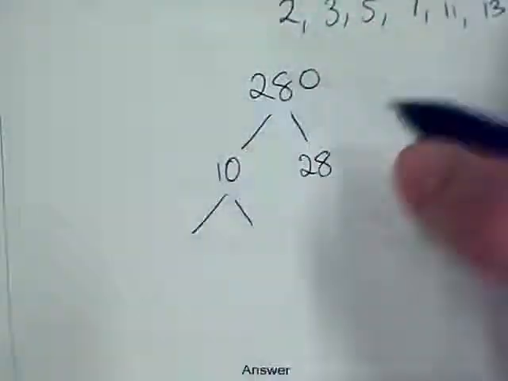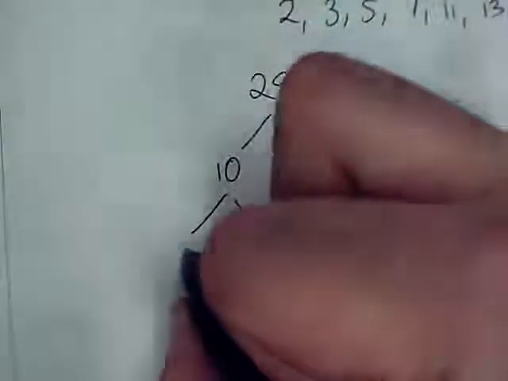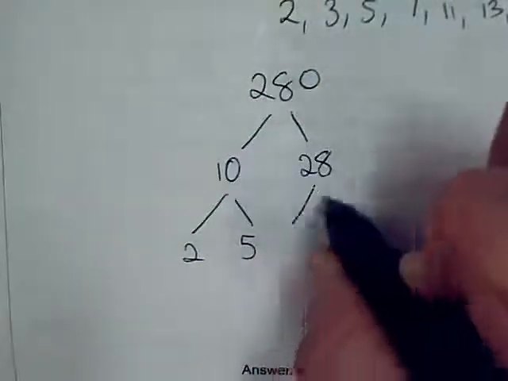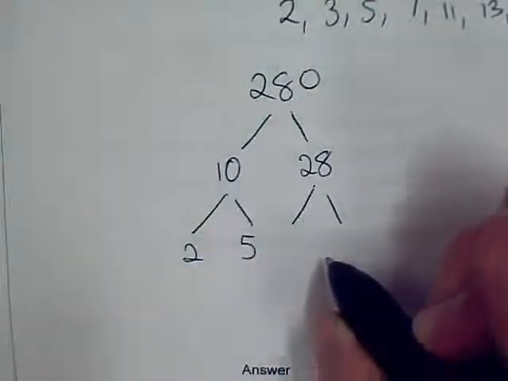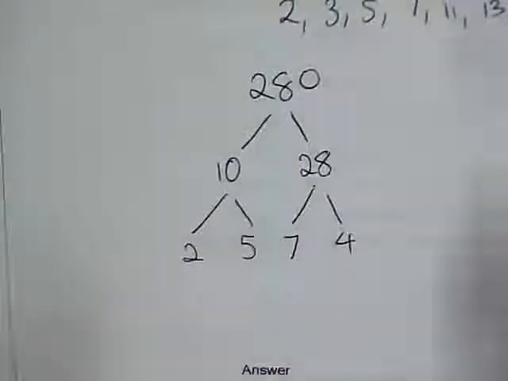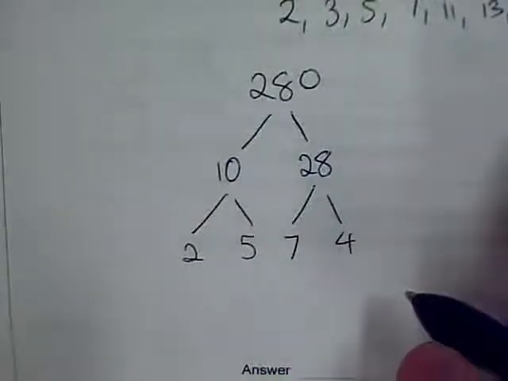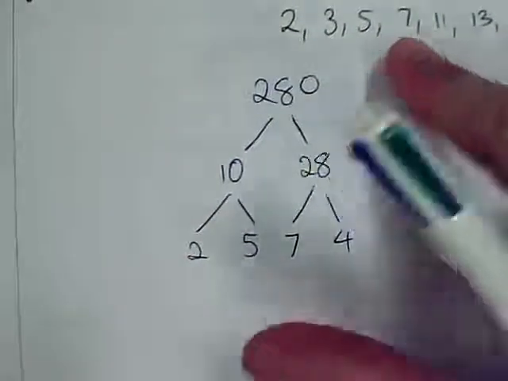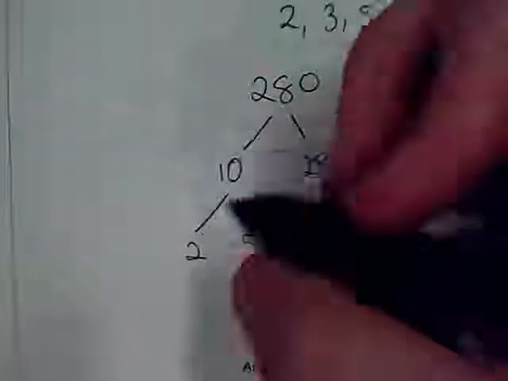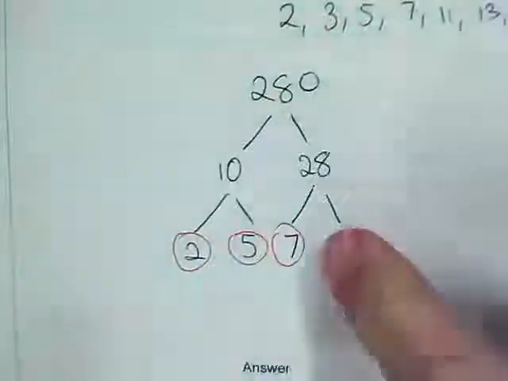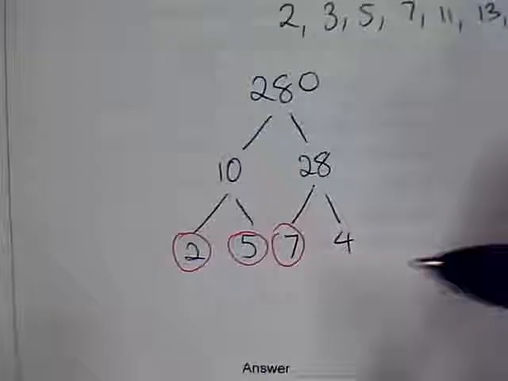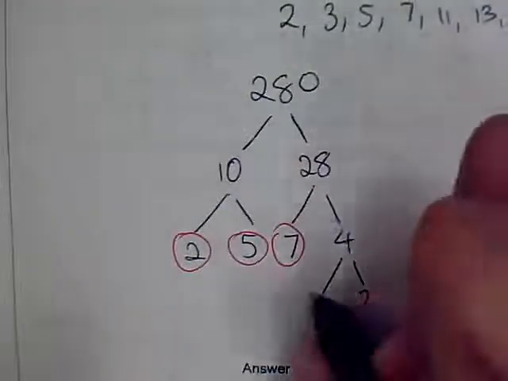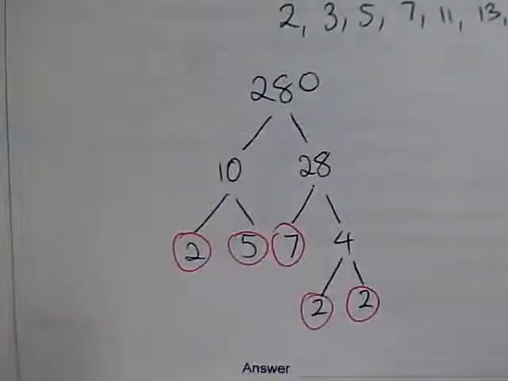I'm then going to break down these numbers again. So for 10 I could write 2 and 5, because 2 times 5 makes 10. And for 28 I could write 7 times 4, because 7 4s are 28 as well. Now I can see that 2, 5 and 7 are prime numbers, so I'm going to circle those. 4 isn't prime, so I'm going to break that down again into 2 times 2, and now these are prime. They won't go any further, so I'll circle those.